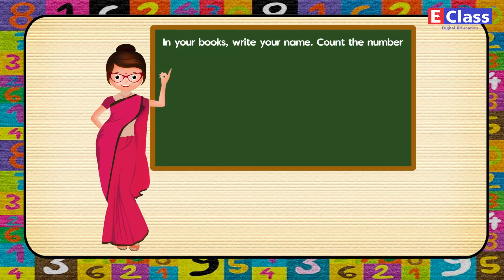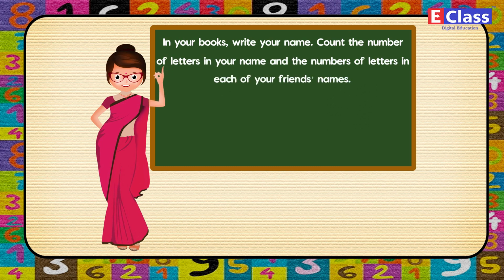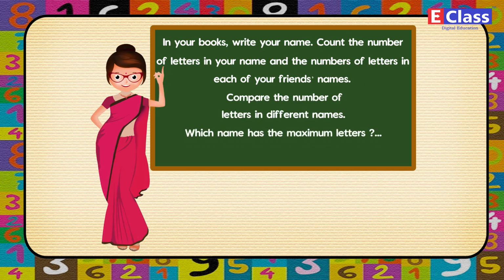In your books, write your name. Count the number of letters in your name and the numbers of letters in each of your friends' names. Compare the number of letters in different names. Which name has the maximum letters? Also, write down all the 5-lettered names.